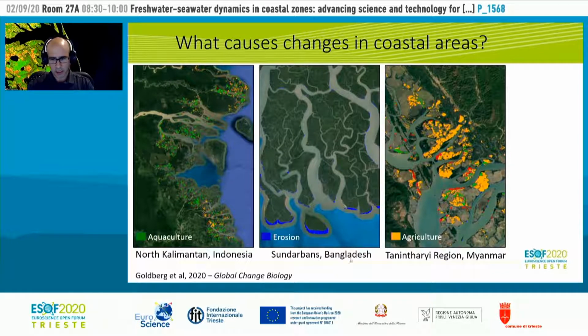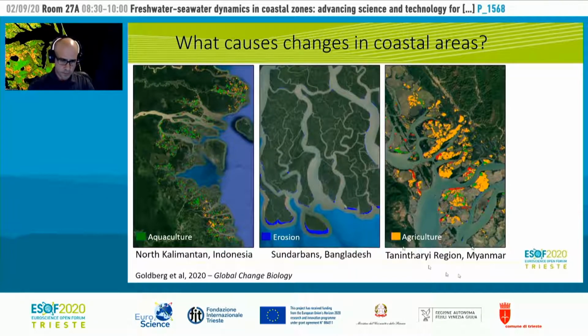In the Sundarbans in Bangladesh, we actually see a more natural type of loss, so shoreline erosion. As we have increased wave energy, tropical cyclones, and sea level rise, we start to push back that coastline, so the encroaching of the ocean landward.